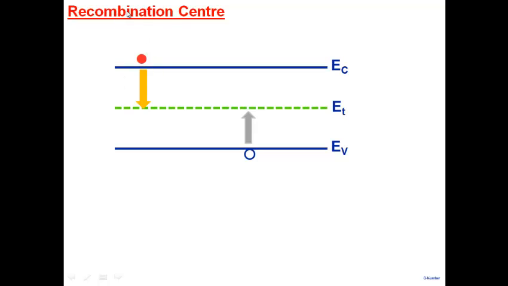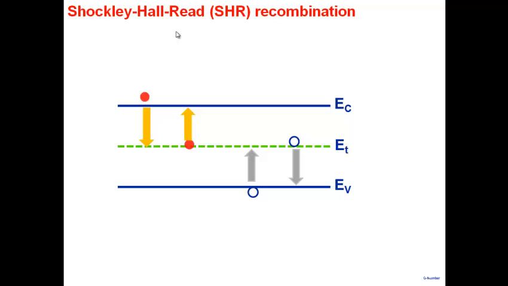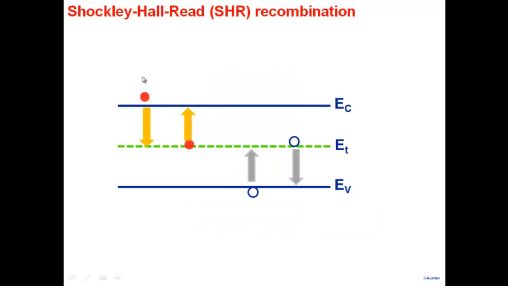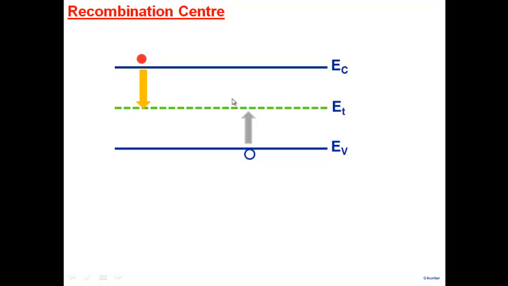In silicon, the optical process is not there because it's an indirect semiconductor. Auger recombination, we just said, requires a high doping, high carrier density. So that also normally doesn't happen. And the mechanism that is most important is this one, which we call Shockley-Hall-Read recombination. Now, derivations I'm not going to go through.